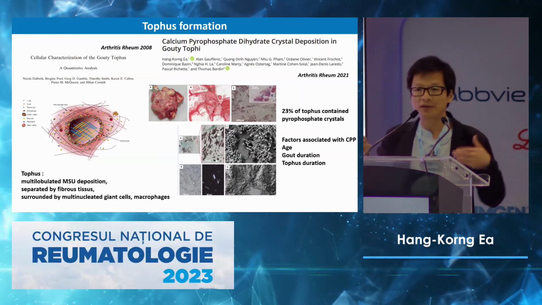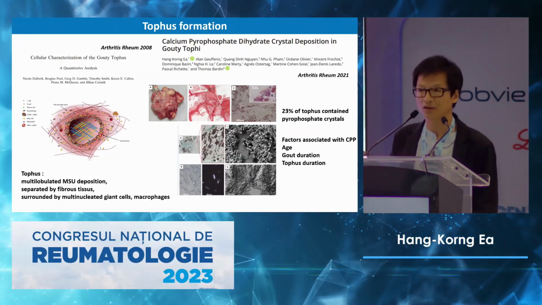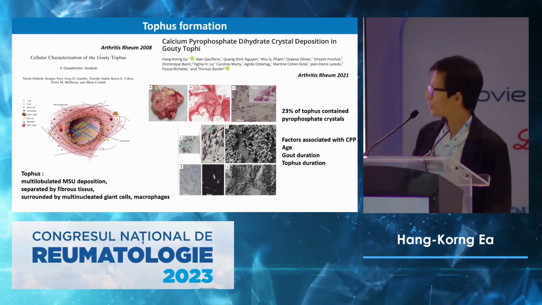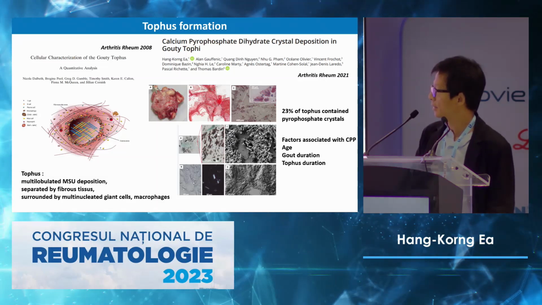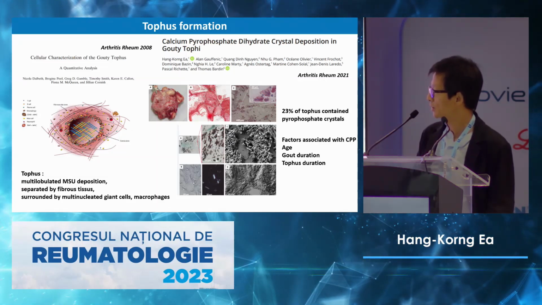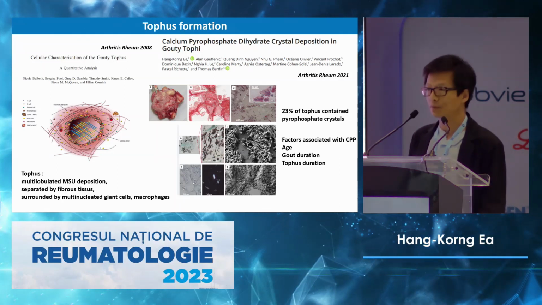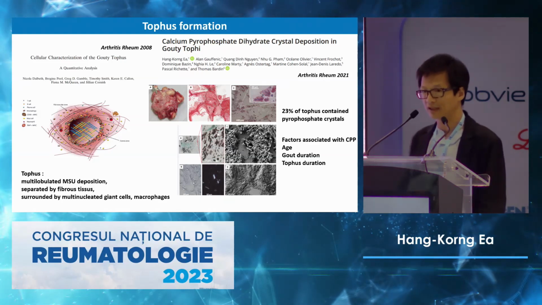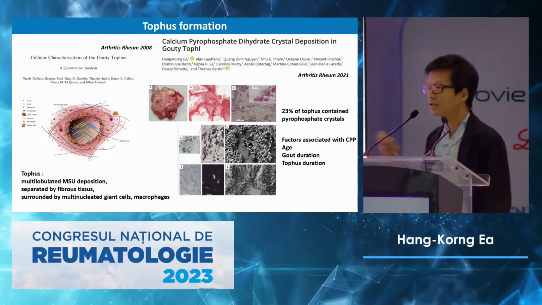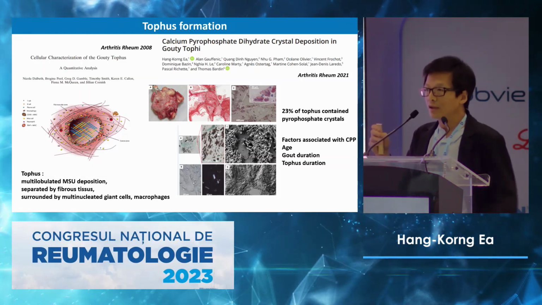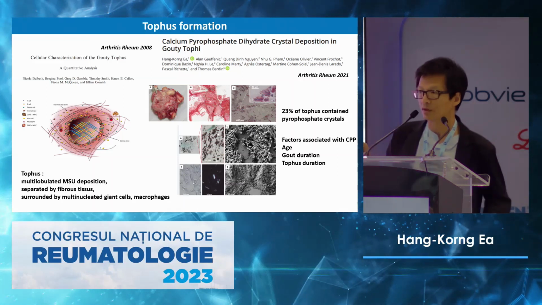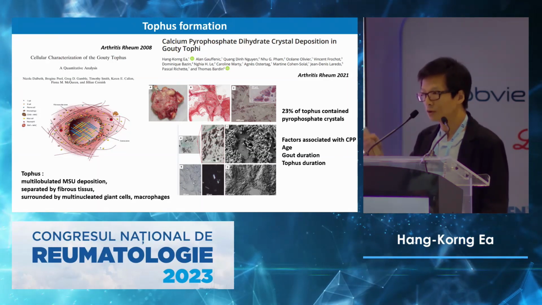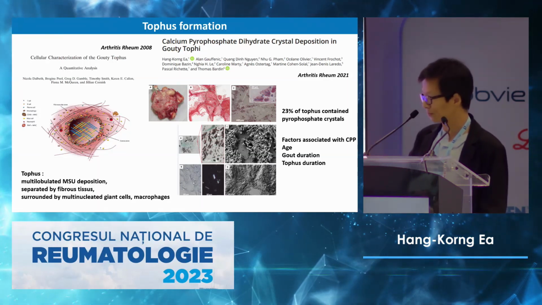So when we observe histological examinations of the tophus or the tophi, we know that the tophus is composed of multilobulated crystals separated by fibrous tissue, and these multilobulated depositions are surrounded by giant cells, multinucleated giant cells, but also macrophages, and these giant cells and macrophages have an osteoclast-like phenotype, so probably the presence of these macrophages and giant cells contributes to the bone erosion and to the bone damage.